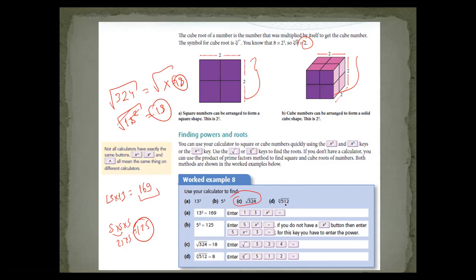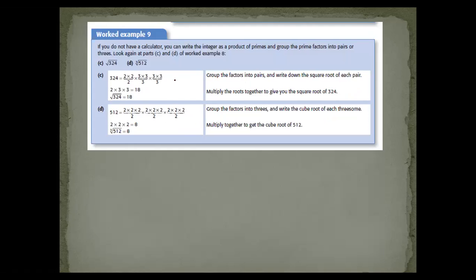And also here, 512. You can find it, but here we have not a square, but a cube. So which number's cube is equal to 512? You can use your calculator, and here it is also 8, written as 8 times 8 times 8. 8 times 8 is 64, times 8 is equal to 512.